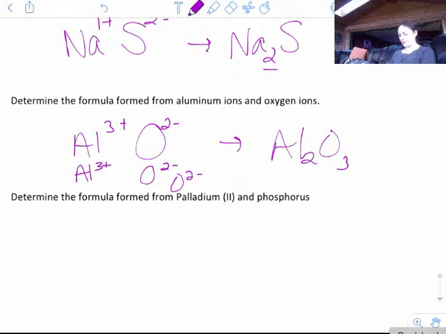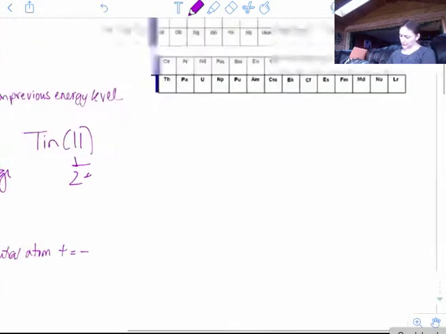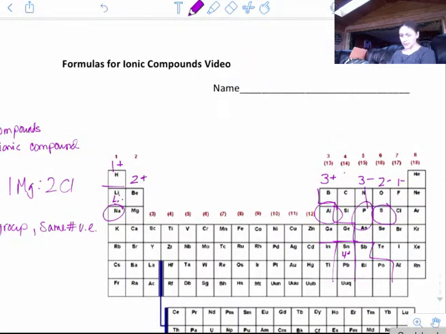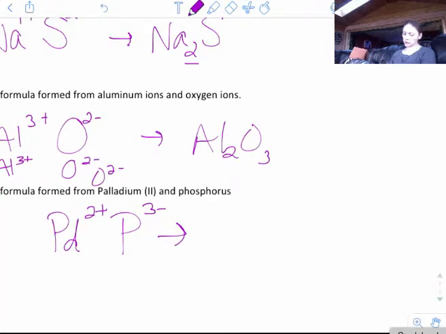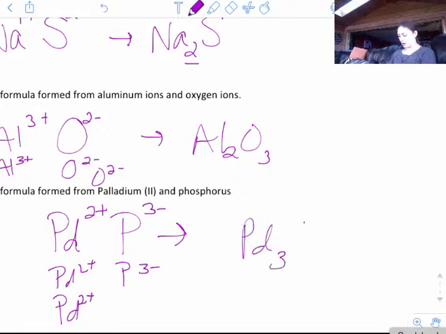Last one. The formula for palladium-2 and phosphorus. Palladium-2 has a 2 because it's a D block element. Palladium's Pd. That way I know it's a 2+. Phosphorus is in group 15, and I look at my chart way up here. That's where phosphorus is a 3-. So I gotta do this whole thing with my 3s and 2s again. I add another palladium, that's 4+, add another phosphorus, that's 6-. Add another palladium, that's 6+. So Pd3P2.